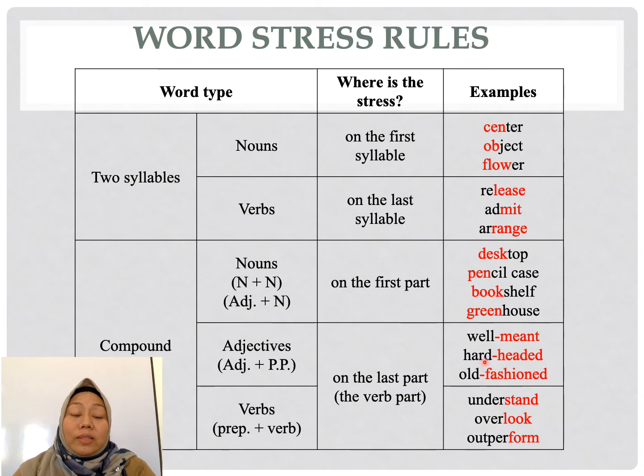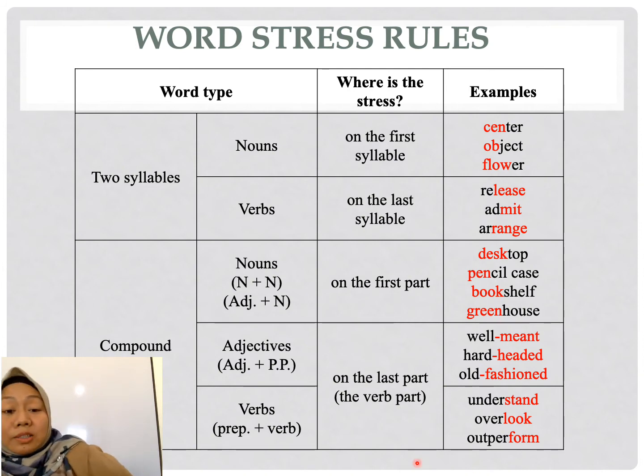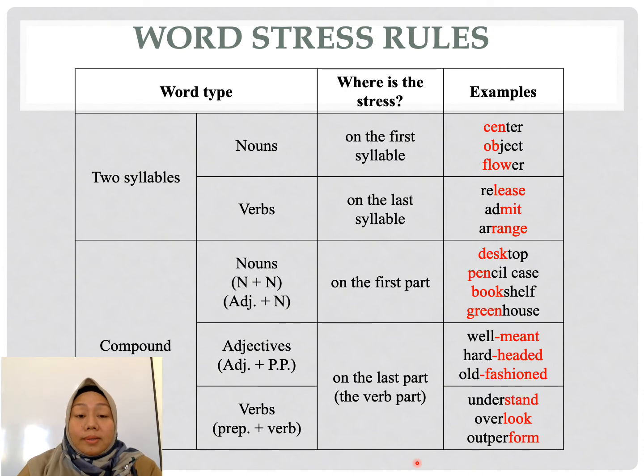If they are adjectives, adjective plus preposition, or verbs, preposition plus verb, then the stress is on the last part. For example, well-meant, hard-headed, old-fashioned, understand, outreach, outlined. So it's on the last part, the verb part.